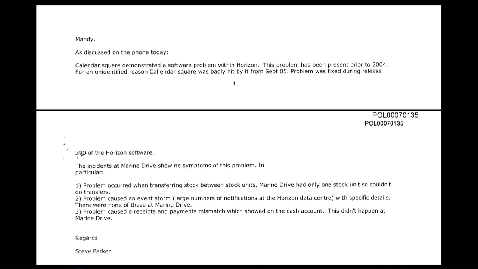Two, problem caused an event storm with specific details. There were none of these at Marine Drive. Three, problem caused a receipts and payments mismatch, which showed on the cash account. This didn't happen at Marine Drive. For these, did you conduct the investigation to highlight those three points? No. Where did you get the information from? I don't remember who I asked to do it. I would have expected if Anne was about, I would have probably asked her because of her experience previously with Calendar Square, but I can't be sure.